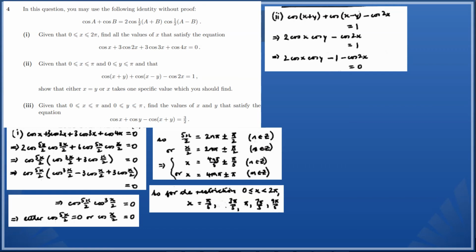What we can do once again is use that very first result that we were given, the identity, and we can see that 2 cos x cos y minus cos 2x equals 1. Then we rearrange the equation and we can see that 2 cos x cos y minus 1 minus cos 2x equals 0.